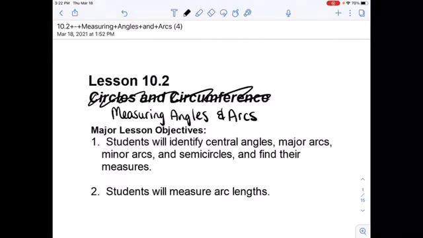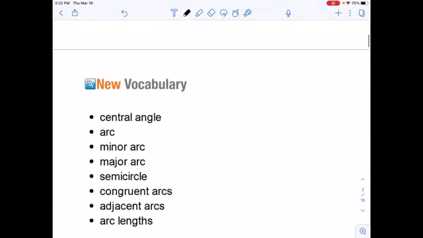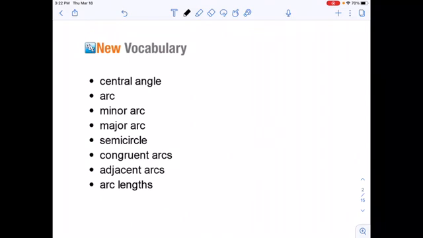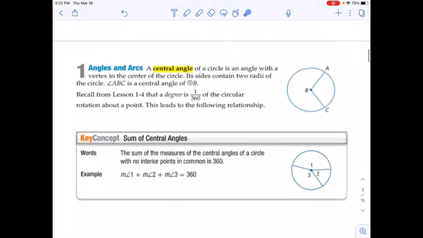Hello, today we are covering measuring angles and arcs. You guys will be able to identify central angles, major arcs, minor arcs, and semicircles, and find their measures, as well as measure arc lengths. So our new vocab here is central angle, arc, minor arc, major arc, semicircle, congruent arcs, adjacent arcs, and arc lengths. So let's jump in.